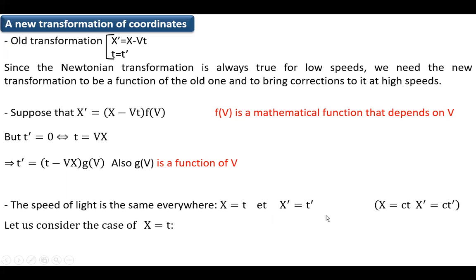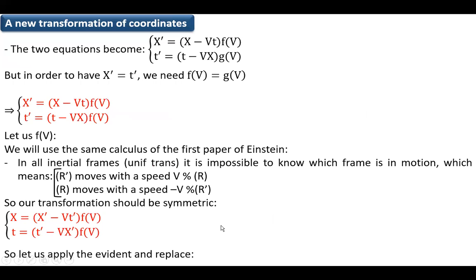Okay, we will use the case where c is equal to 1. So we will take x equals t and x prime equals t prime to make our calculation. So we have two new equations: x prime is equal to (x minus vt) times f of v, and t prime is equal to (t minus vx) multiplied by the function g of v.